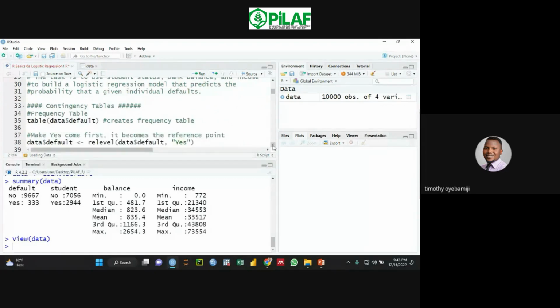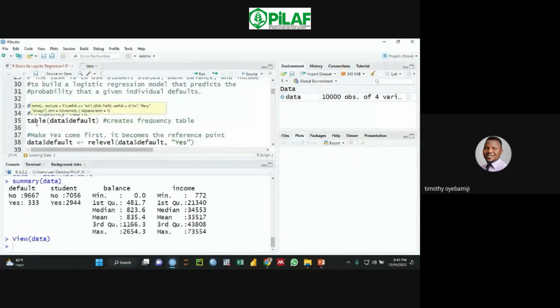Okay. So before we get into logistic regression, what I just said is a classification problem. We are classifying people as defaulters or not. So now we are starting from contingency tables. We've seen that we have 2 factor variables, or categorical variables, in this data set. Now we want to present them in tables.